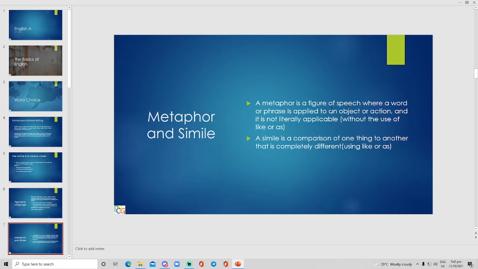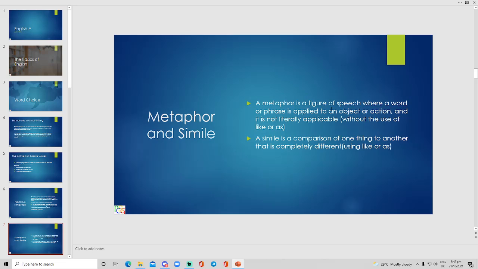But there are cases, though rare, where you would use like or as and it would still be a metaphor. So you have to pay very close attention to the definition and try to break it down and dissect it for yourself. But I'll try my best. I have some examples after, I think, and I'll try to show you what I mean. So I'm going to say it again.